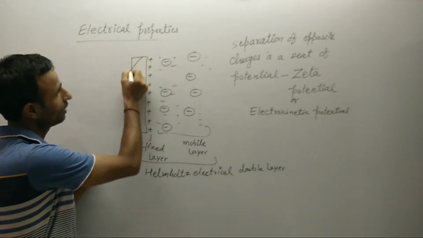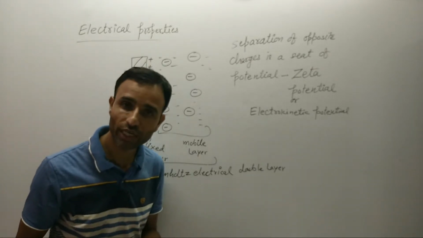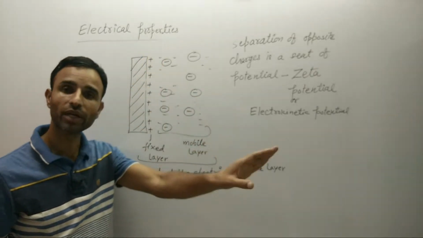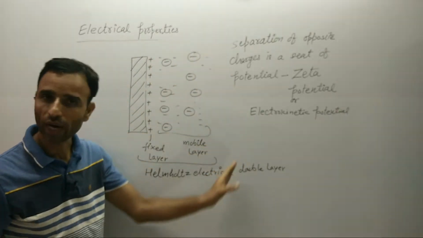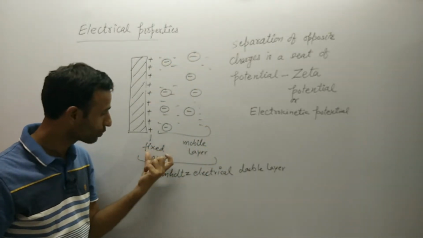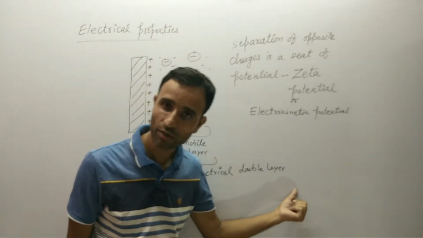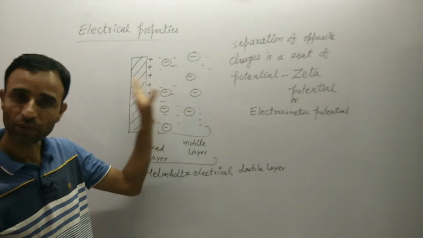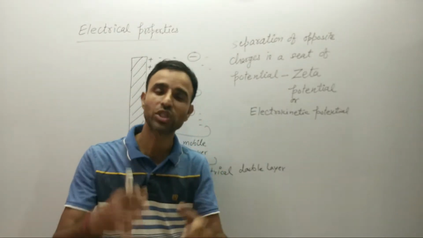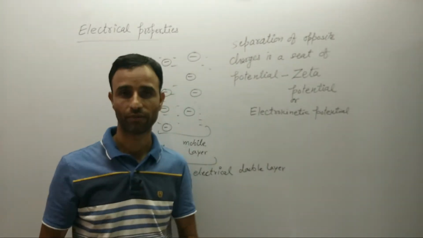So if there is a question about zeta potential or electrokinetic potential, you will draw this picture: this is a colloidal particle. On this colloidal particle, one charge is adsorbed, let us say positive charge. Then the dispersion medium is negatively charged and those ions are mobile. This is the delocalized or mobile layer, and the fixed layer and mobile layer together are called the Helmholtz electrical double layer. Because of that there is a separation of charges, and that leads to potential, called zeta potential or electrokinetic potential.